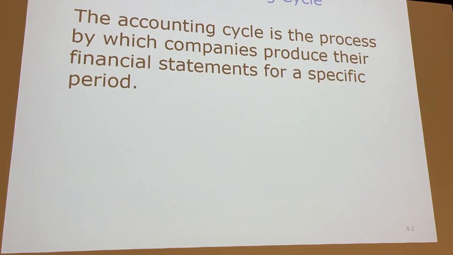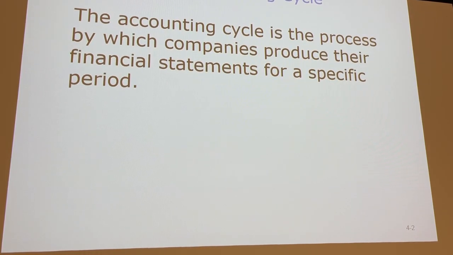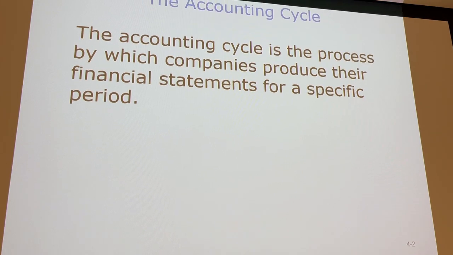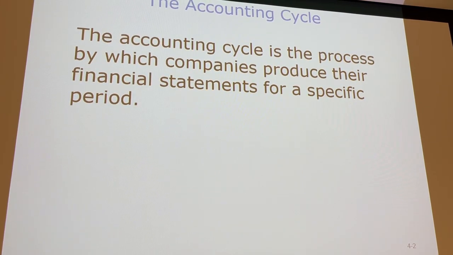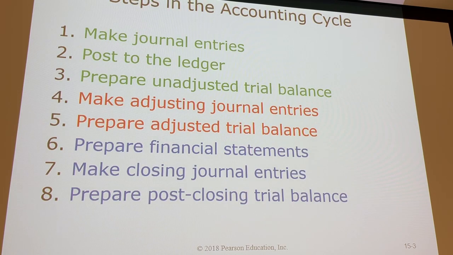What we mean by the accounting cycle is the process by which companies produce their financial statements for a specific period. It might be for a month, or for a quarter, or for an entire year. Here are the steps in the accounting cycle.